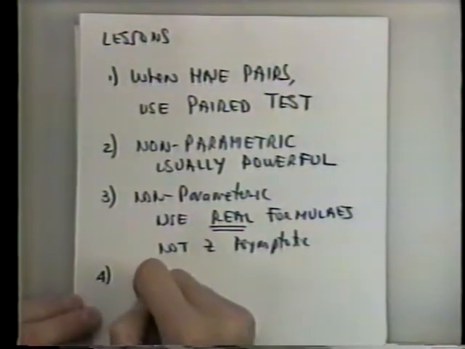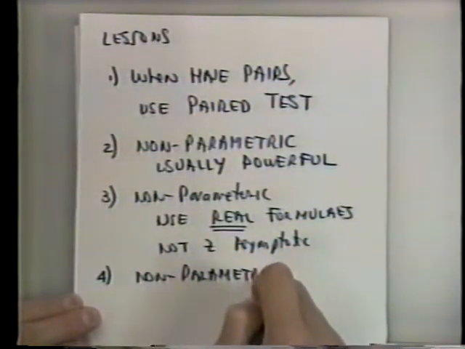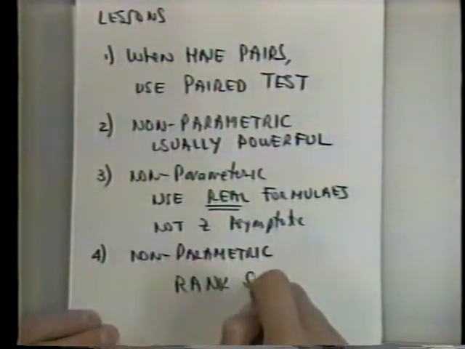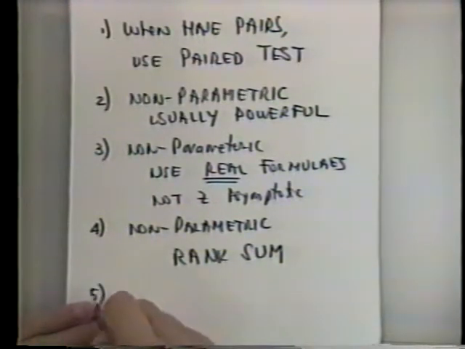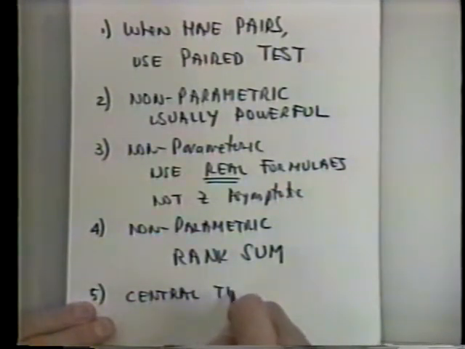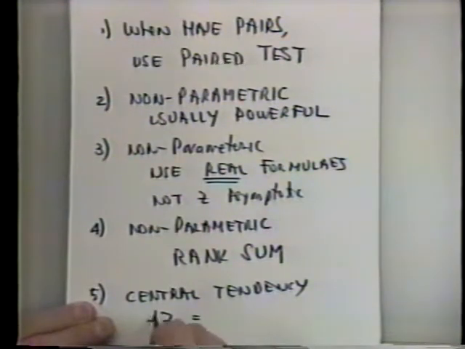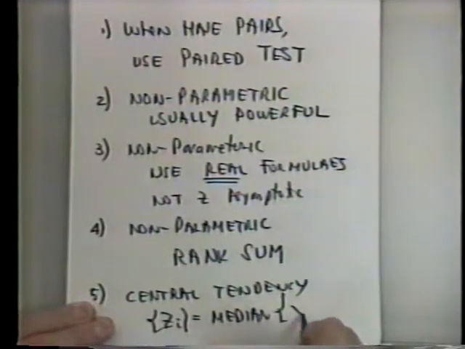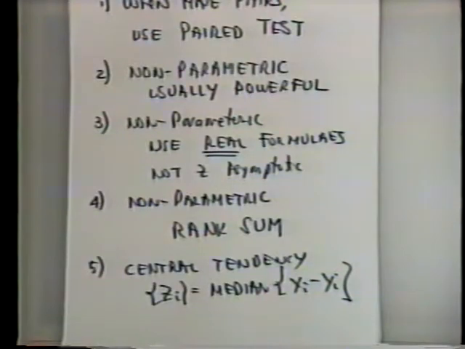And fourth, of the non-parametric tests, the one that I find the most useful is rank sum. And in doing this rank sum test, in order to get a measure of the difference in central tendency, a good measure is this z statistic, or the median of the differences between the two groups. That's a useful measure of the central tendency.